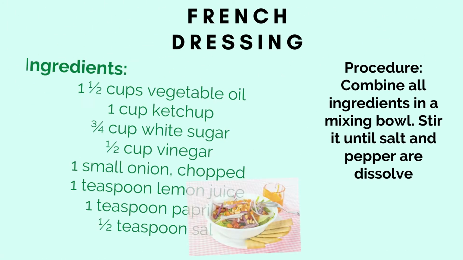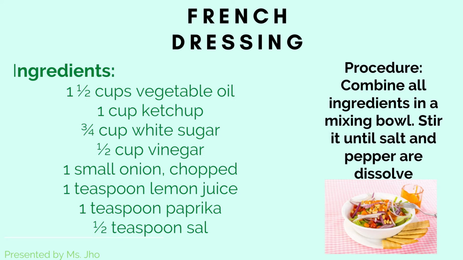The second recipe is French dressing. The ingredients are 1 1/2 cups vegetable oil, 1 cup ketchup, 3/4 cup of white sugar, 1/2 cup of vinegar, 1 small onion, 1 teaspoon lemon juice, 1 teaspoon paprika, and 1/2 teaspoon of salt. And to make French dressing, all you need to do is to combine all the ingredients in a mixing bowl, and stir it until salt and pepper are dissolved.